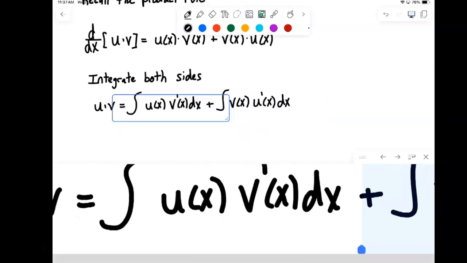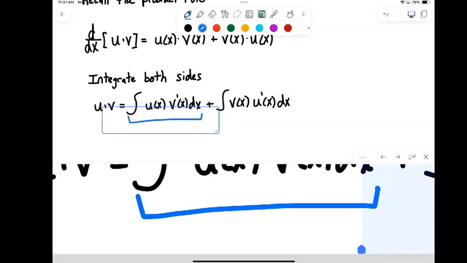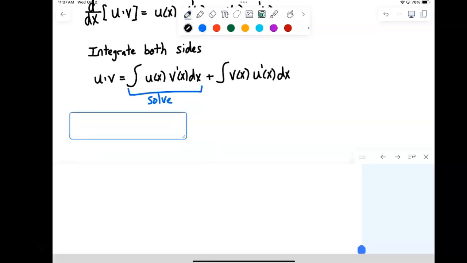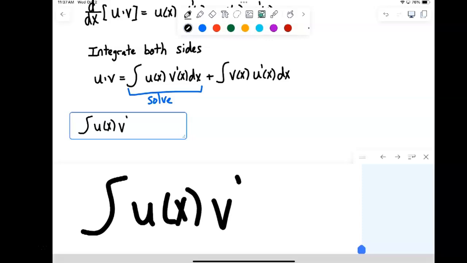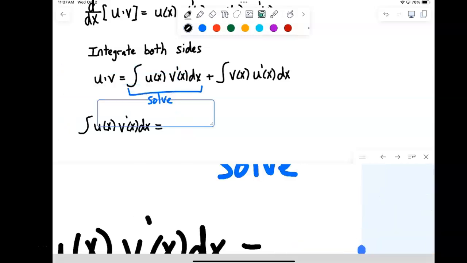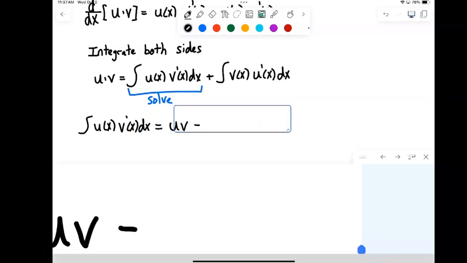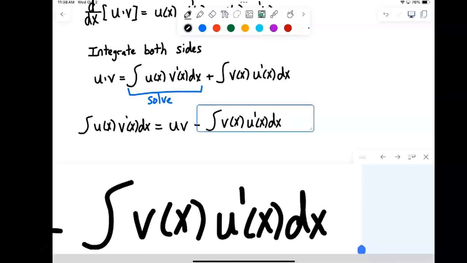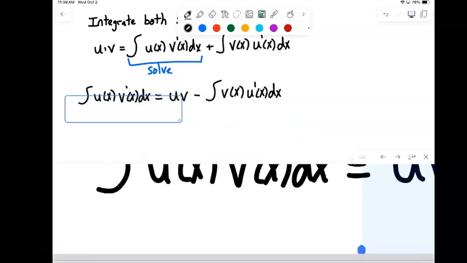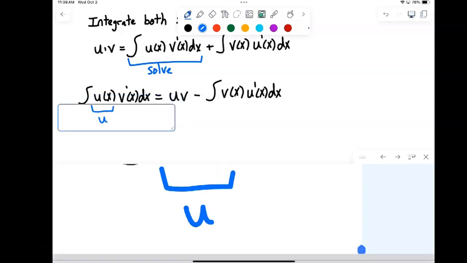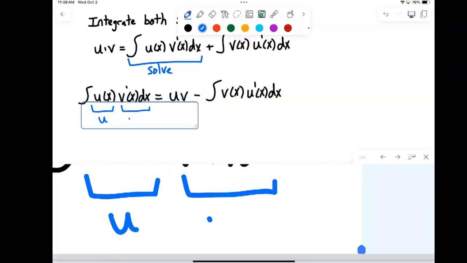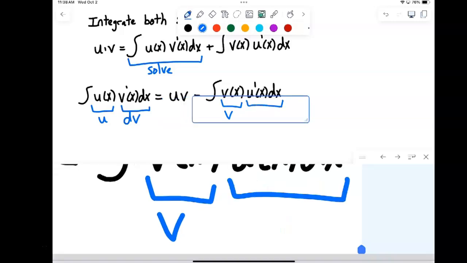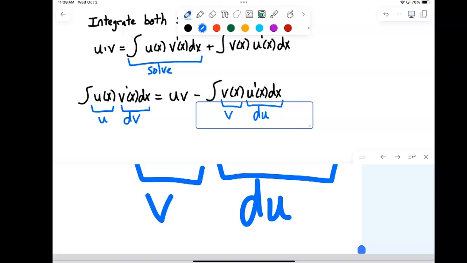Okay? And so then what we do is we solve the equation for this thing. So that's going to give me the integral of u of x v prime of x dx is equal to uv minus the integral of v of x u prime of x dx. And then what we do is we call this original thing here u, and we call this v prime dx dv. Over here, we call that v. So the notation is just a little simpler to work with. And we call that du.